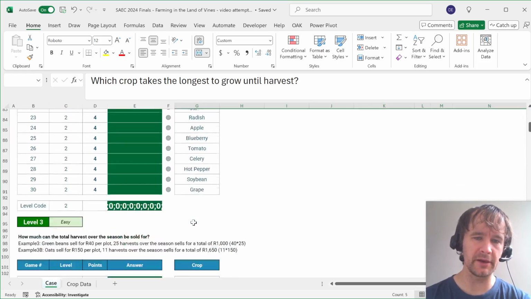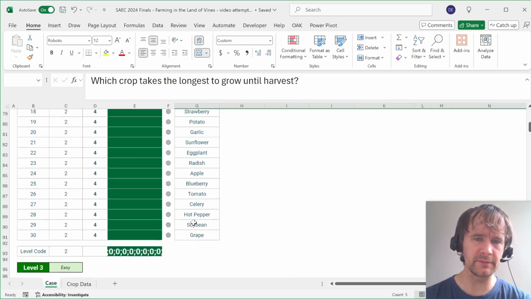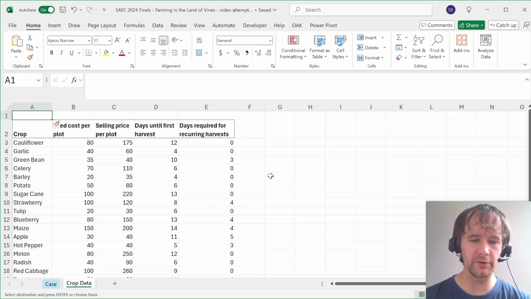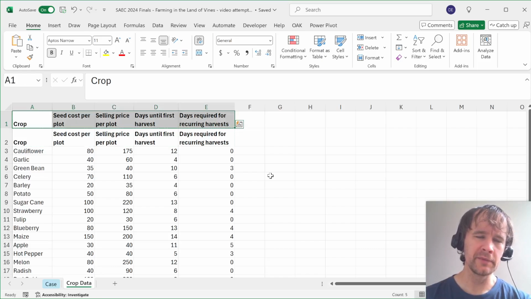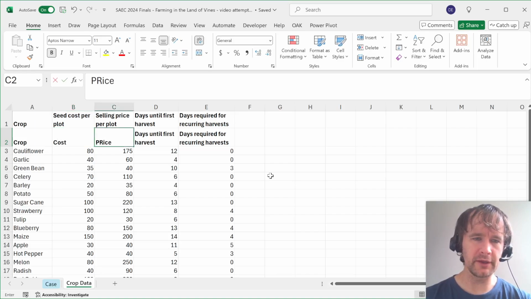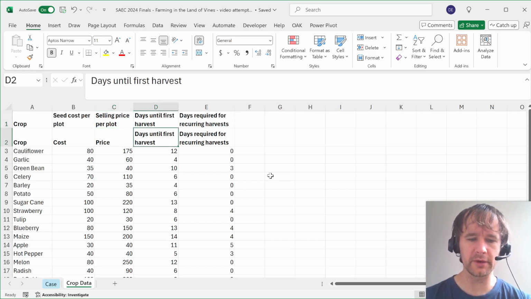So the mistake that I made is I zoomed through the first 6 levels quite quickly, and then I basically had to rebuild all my workings over here in the table to be able to answer the bonus questions. So anyway, that's a long preamble, but I'm trying to remind myself that that is not a good thing to do. I'm also, just a small habit thing I realized on one of the other SAEC cases actually, that I like to put in short names like cost and price rather than seed cost per plot and selling price per plot, because it's easier to quickly reference.